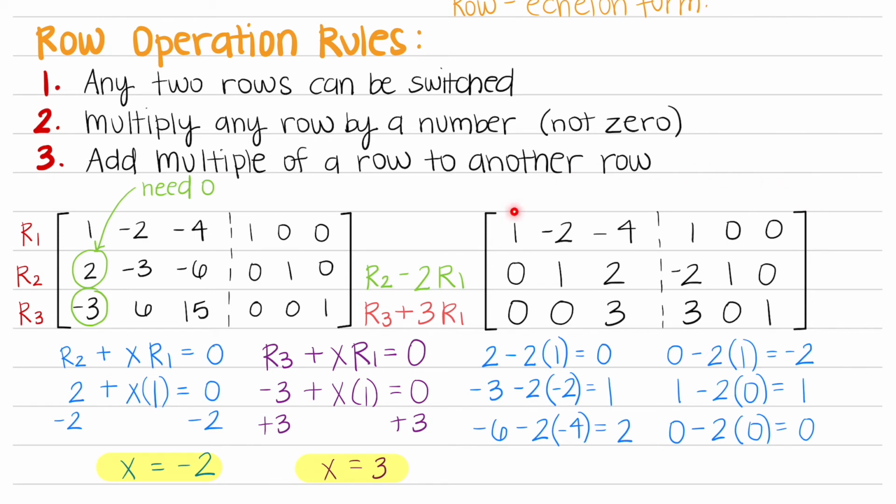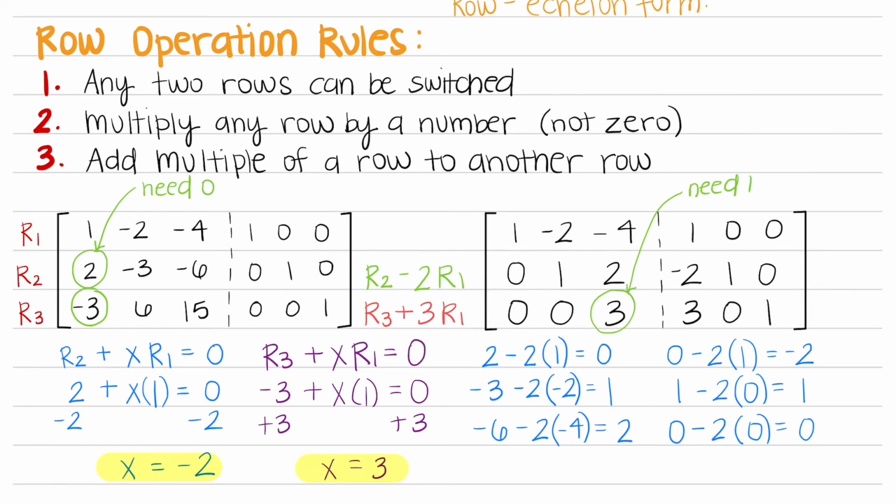So now, if we look at the matrix that we're left with, we have our zeros on the left of the diagonal that we want. But on our diagonal, we have our 1s at the top, but instead of the 1 at the bottom, we have a 3.